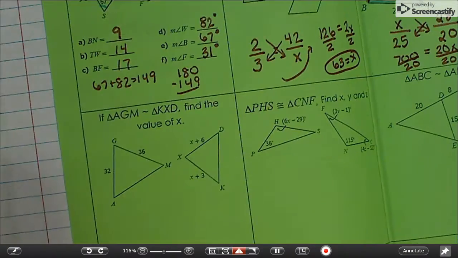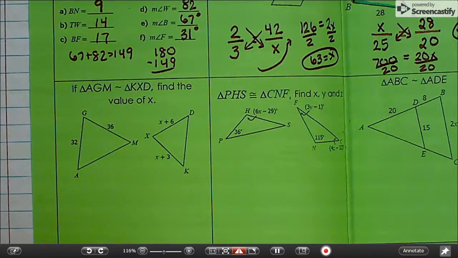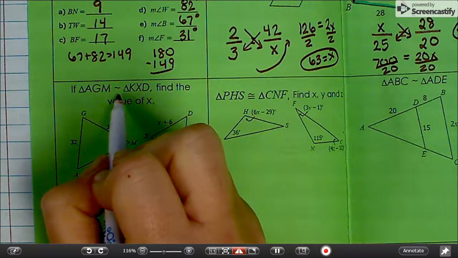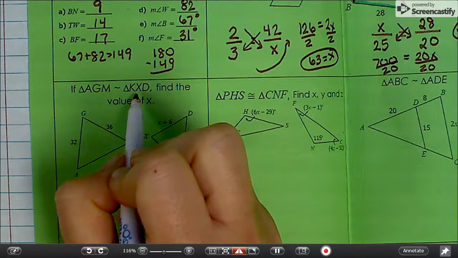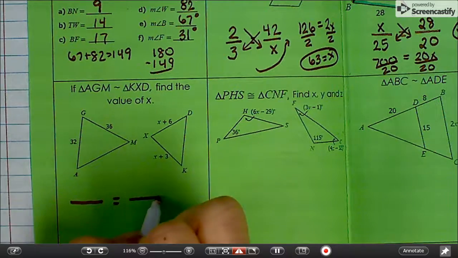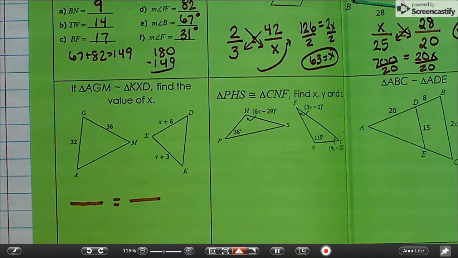All right, let's look at the bottom 4. I have a feeling this 10-minute video will run out, so if we have to continue on to another one, that's fine. AGM is similar to KXD. Since it's similar, we go with a proportion. I'm going to write the proportion bars to begin with.